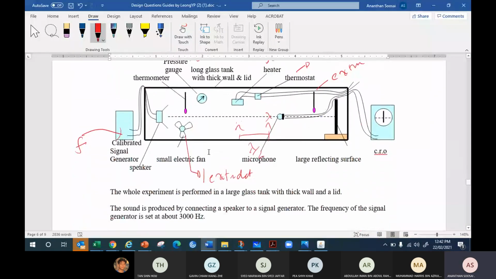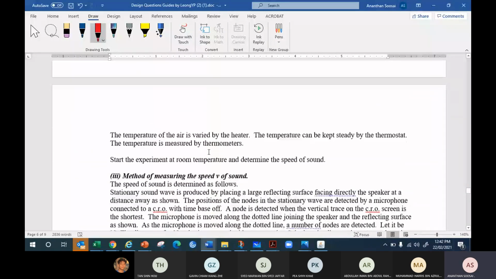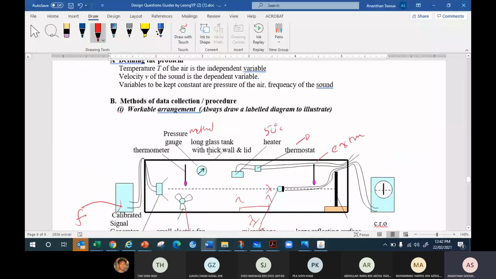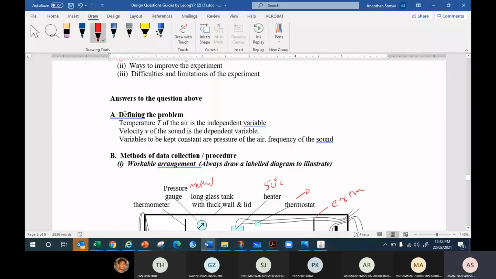Okay, so you see one example here, down here, an answer to this question. Defining the problem: the independent variable is temperature, the dependent variable is velocity. Variables kept constant are the pressure of the air, the frequency of sound, and the density of the air. Pressure of the air is constant, density of the air is constant.